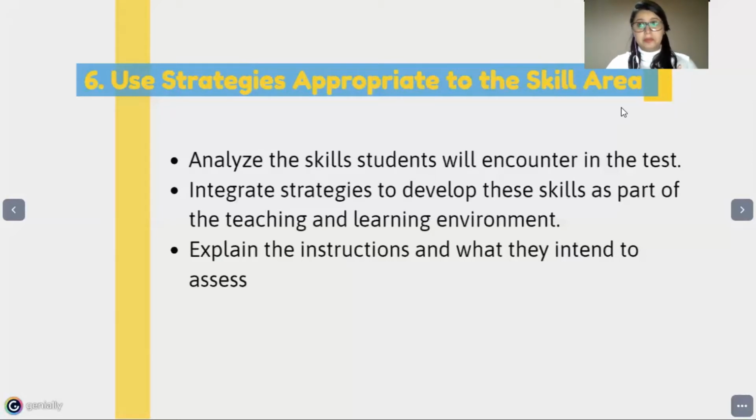So for example, if teachers want students to develop a note-taking skill or a summarizing skill, they have to provide them with tasks that help students develop those skills. They're not gonna give students a gap-filling exercise or something like that.